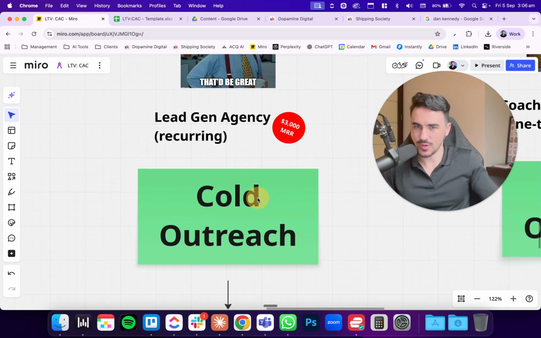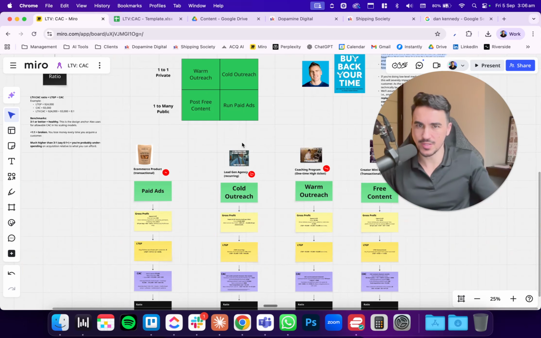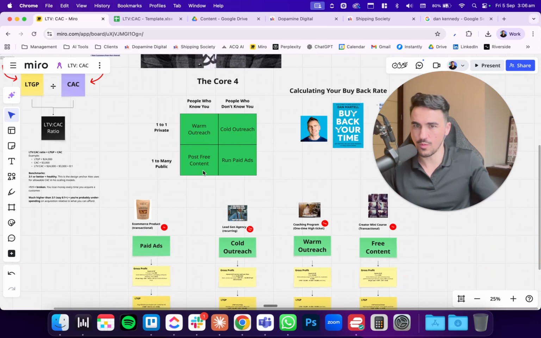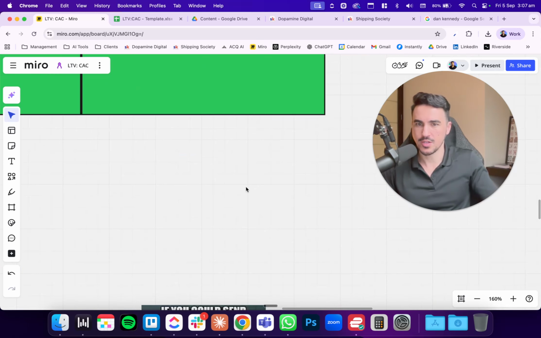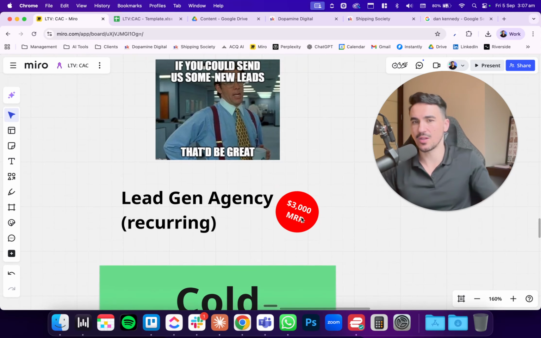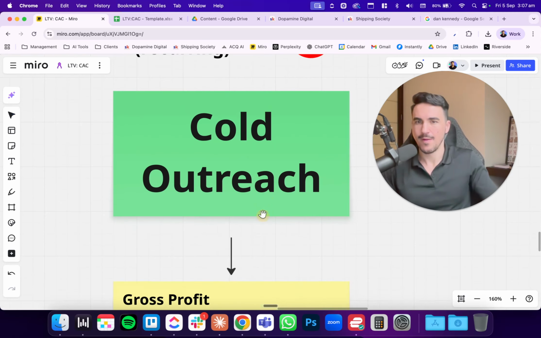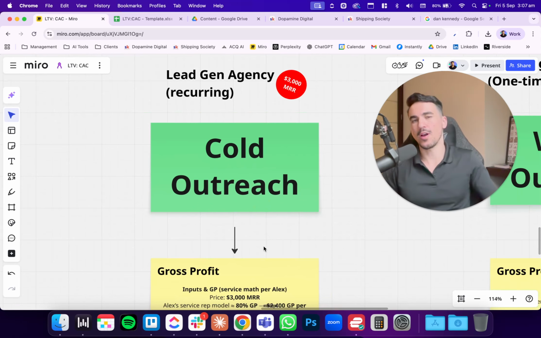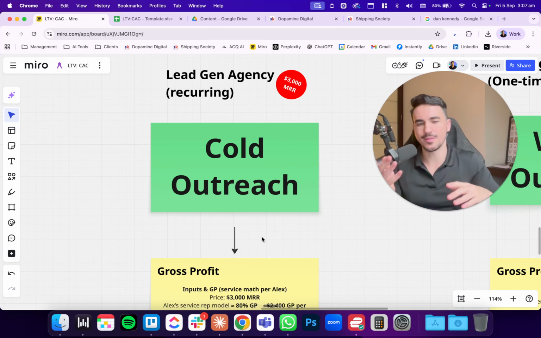And now the next one here, we've got cold outreach. I'm just going through the core four: run paid ads, cold outreach, warm outreach, post free content. So let's say that you have a lead generation agency, which is a $3,000 recurring payment. And to get clients, you run cold outreach. The costs associated with cold outreach are different than they are with paid ads, right? It's much more software intensive, and instead of paying Zuckerberg, you pay Instantly or whatever.